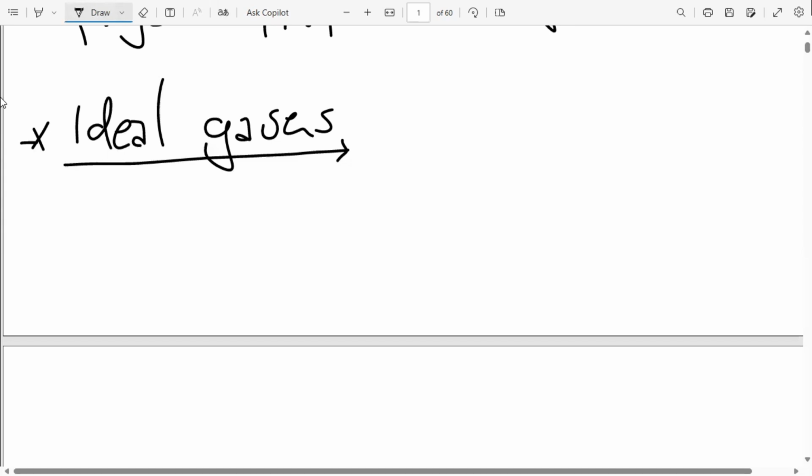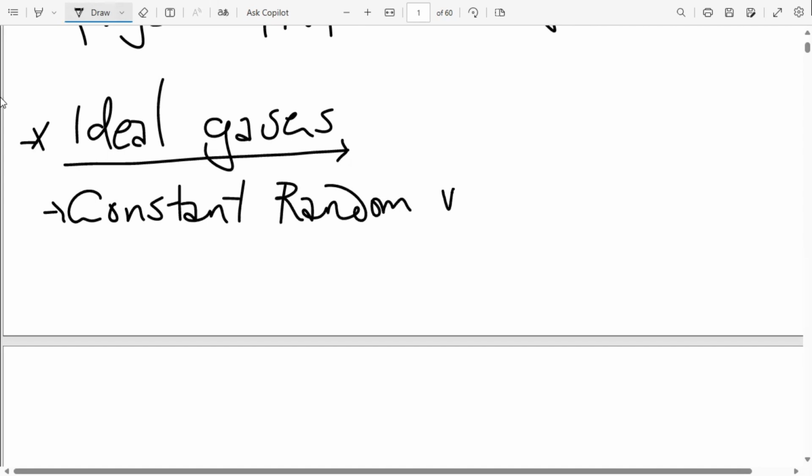We mentioned assumptions such as constant random motion. Gas particles are always moving randomly. We gave an assumption that the gas molecules are in constant random motion, basically moving in a straight line until they reach a point where they collide with something, either with the walls of the container or with each other.